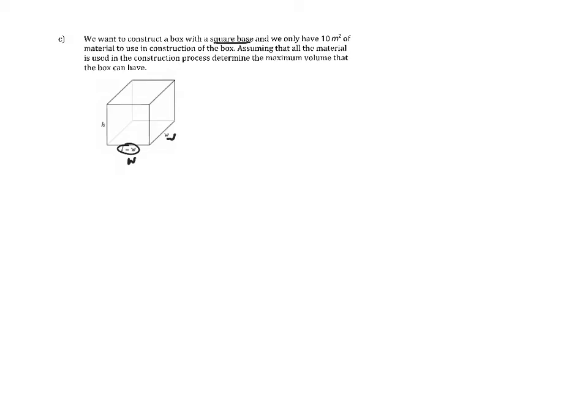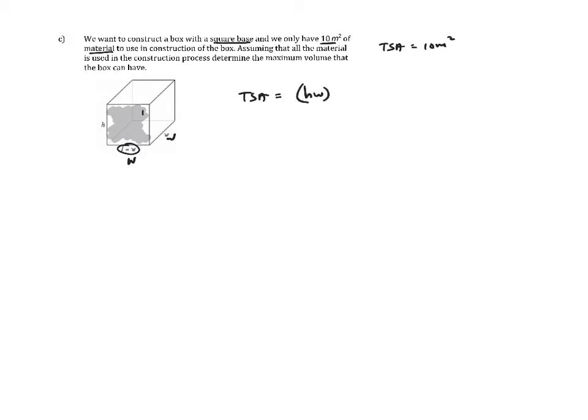So what do we have? We only have 10 square meters of material to use. In other words, the total surface area is equal to 10 meters squared. Let's work out the total surface area of one of those sides, one of those edges here. That is H times W. So H times W, and how many of them will there be?